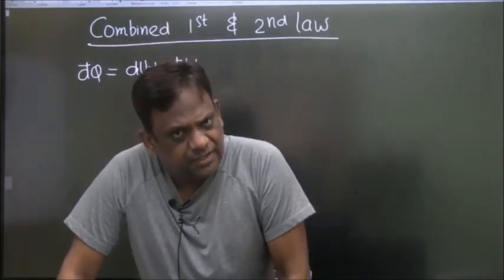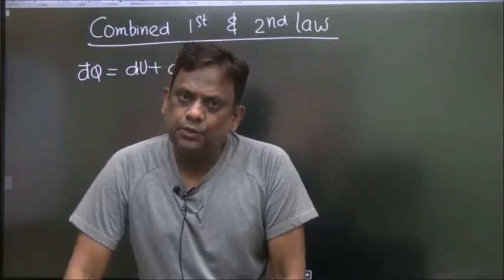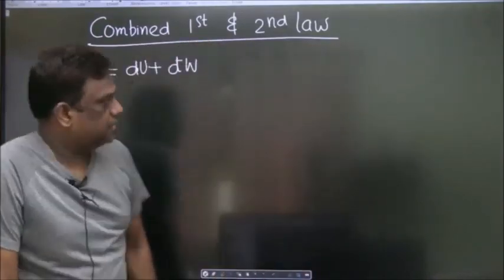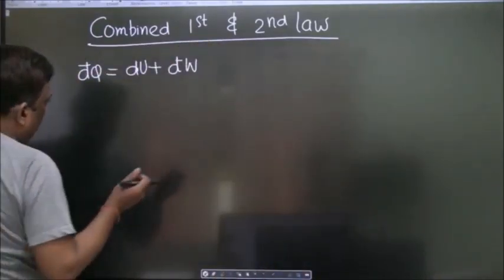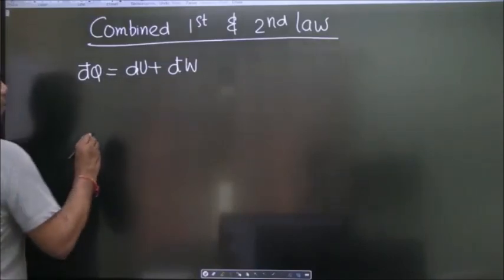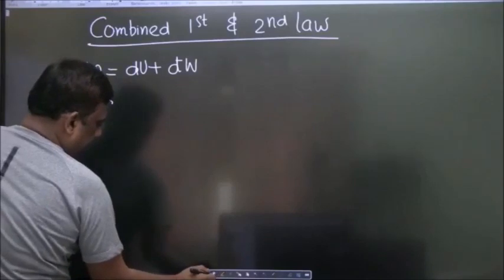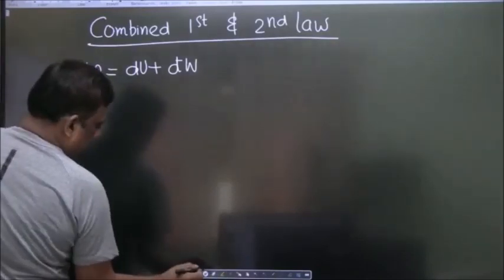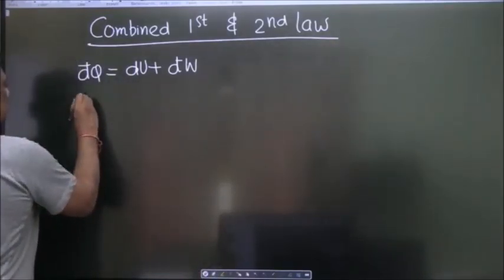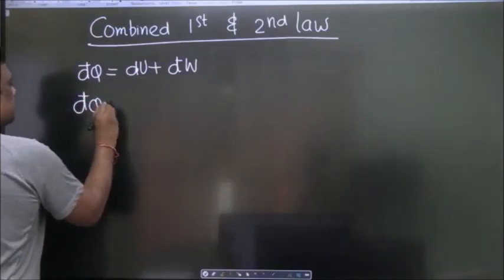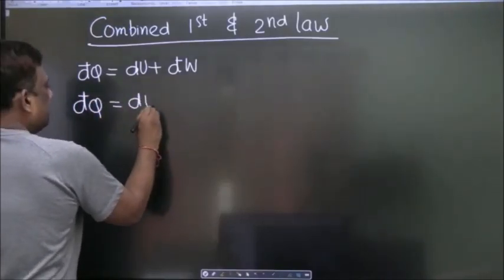And you can apply this for any process. So now, please observe clearly. Let me replace work with PdV. So what do I get? Let us say d'Q is equal to dU.